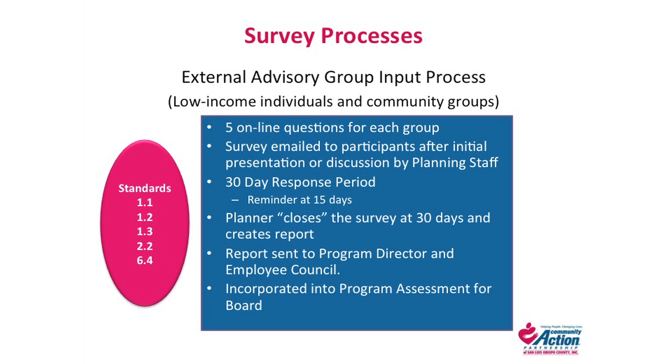So at 30 days, the planner would close that survey. We do usually send a reminder email at 15 days, just to remind people, because things tend to get lost in the email process. At 30 days, that survey is closed, and the planner creates a report. The report then is sent to that particular program director and to the employee council. So for us, because we have a number of different programs, we run these surveys once a year for a 30-day period per program. And I'm going to show you something visual in a little bit that will hopefully make a little more sense.